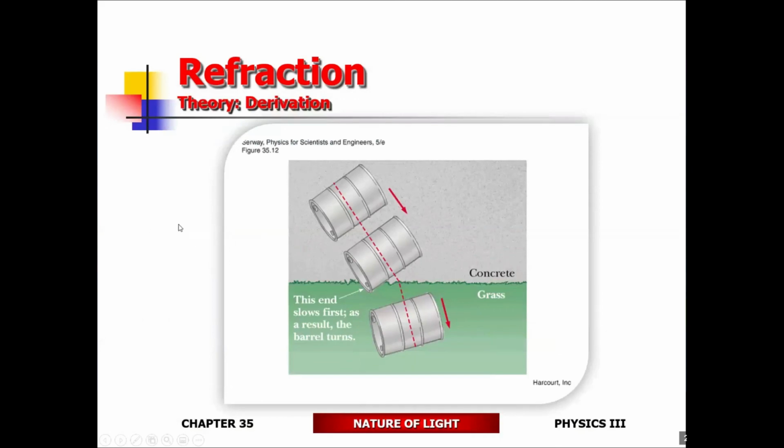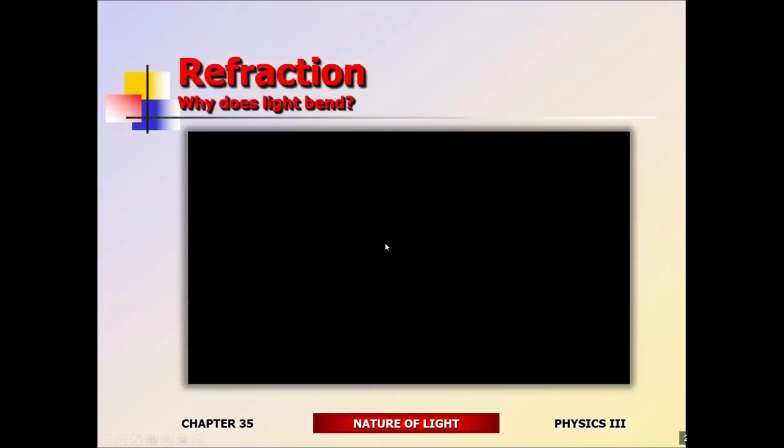Once again, what we will do is we're going to go back to Lincoln, because Lincoln, as far as I'm concerned, still provides the best explanation that I've ever seen. So the question is, why does the light bend upon entering into a denser or less dense medium?